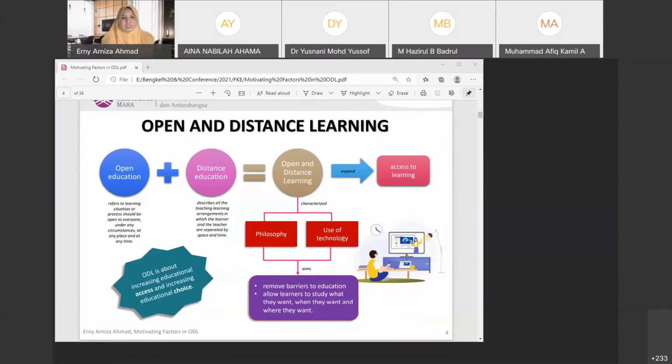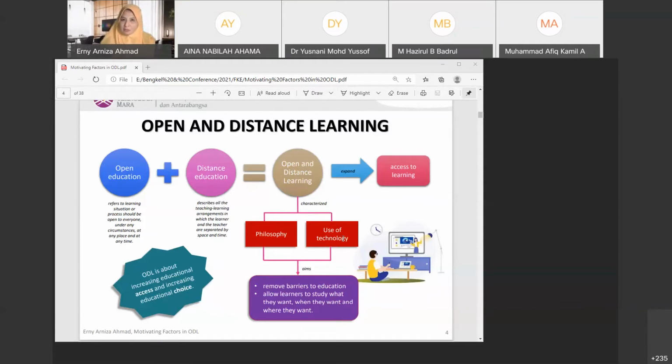So here, the main objective of open distance learning, the main philosophy, filosofi utama dia, matlamat utama untuk ODL ni ialah untuk remove all the barriers, untuk buang semua halangan. The main philosophy is actually to remove the barriers to education. That's why we remove the time and also the place, the space constraint, barriers. That's why kita ada distance education. To remove the barriers to education, and then to allow learners to study what they want, when they want, and where they want.